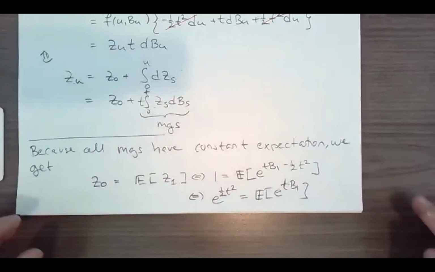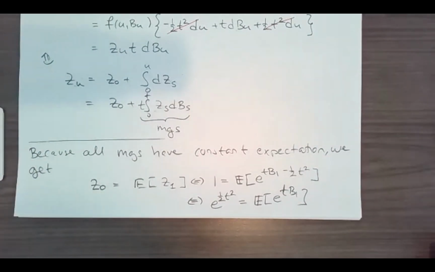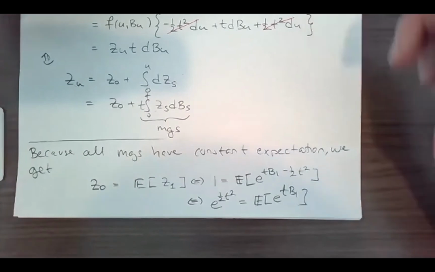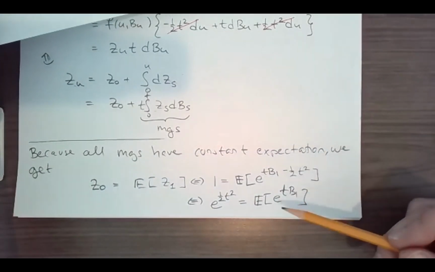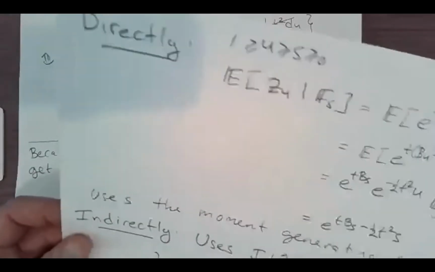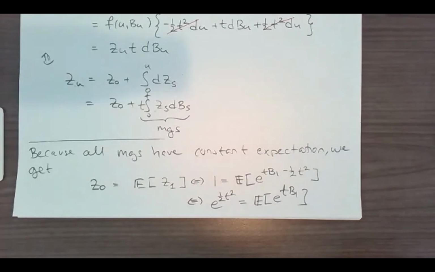So this here is using martingales to calculate the moment generating function. In other words, if you can use Ito's lemma, we can get this moment generating function. Are there questions about this?